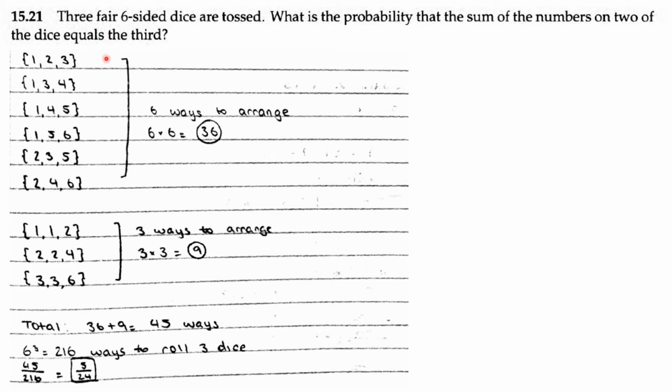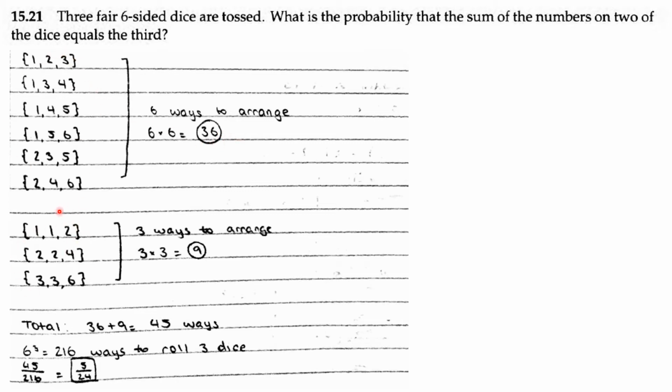So the possible numbers shown on each of the 3 dice are 1, 2, 3; 1, 3, 4; 1, 4, 5; 1, 5, 6; 2, 3, 5; or 2, 4, 6. And in each one of these combinations, there are 6 ways to arrange them, because these are regardless of order. So since there are 6 ways to arrange each of them, and there are 6 different combinations, that means there's 6 times 6, which is 36 ways for them to all be different.